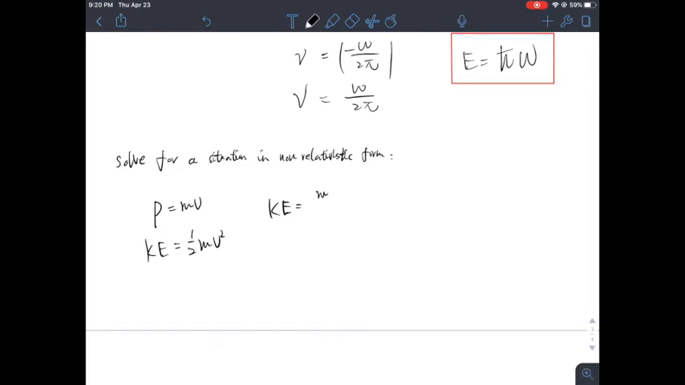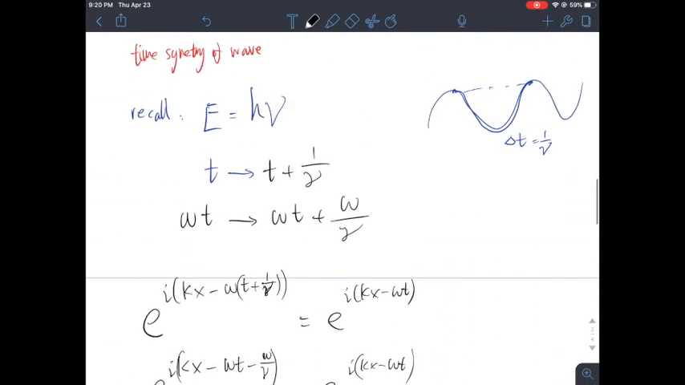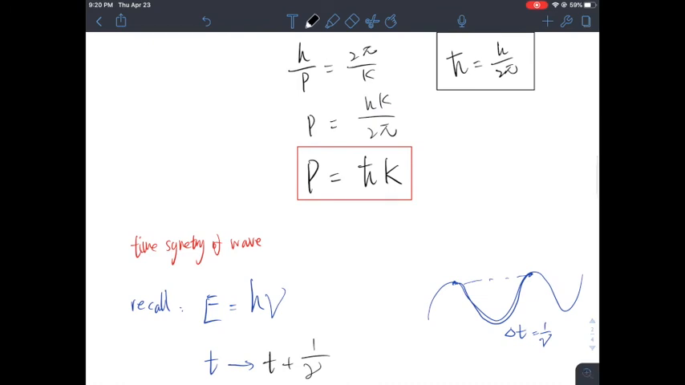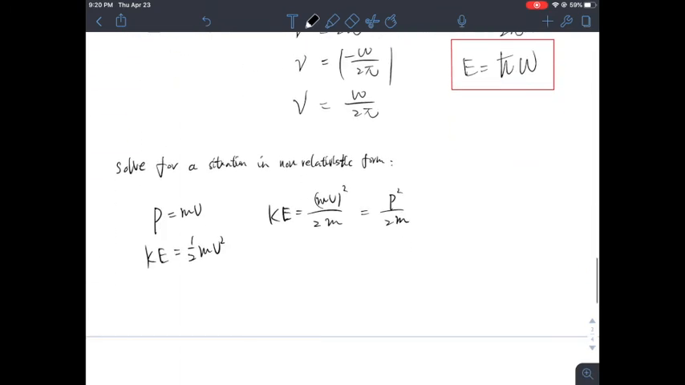So KE, the kinetic energy, will be equal to mv squared divided by 2m, which equals the square of our momentum divided by 2m. And let's recall our momentum is equal to the reduced Planck constant times k. So let's plug it in. We know the energy will be equal to (ħk) squared divided by 2m.